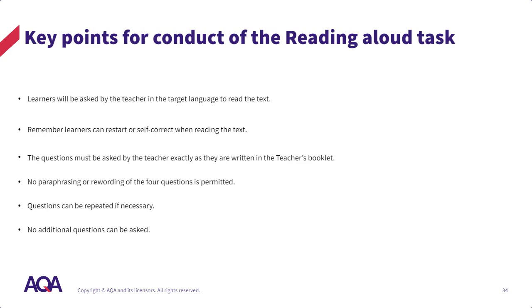So here are some key points relating to conduct of the reading aloud task. Students will be asked by the teacher in the target language to read the text. Remember, students can restart or self-correct when reading the text. The questions must be asked by the teacher exactly as they are written in the teacher's booklet. No paraphrasing or rewording of the 4 questions is permitted. The questions can be repeated if necessary, but you must not ask any additional questions in this part of the test.